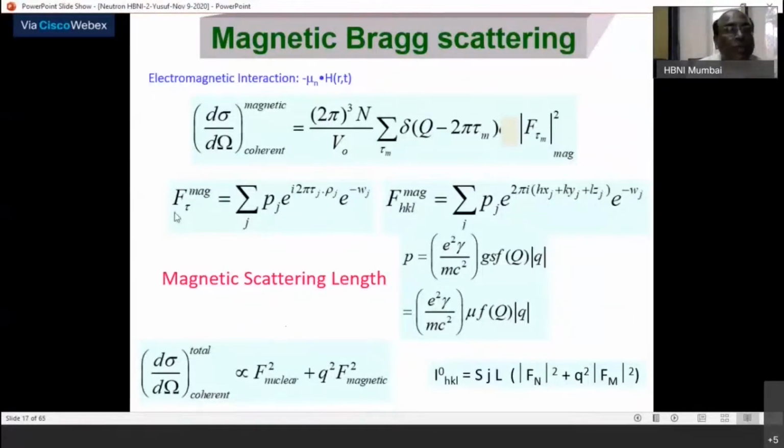Otherwise the expression for this magnetic structure factor goes more or less the same way, except that you replace b by p, the magnetic scattering length. And I have told you, from the dipole approximation, again and again, that the neutron will see only the component of your atomic or ionic moment which is perpendicular to the Q vector. That only is seen by the neutron. The neutron sees the magnetic moment and gives you this scattering.